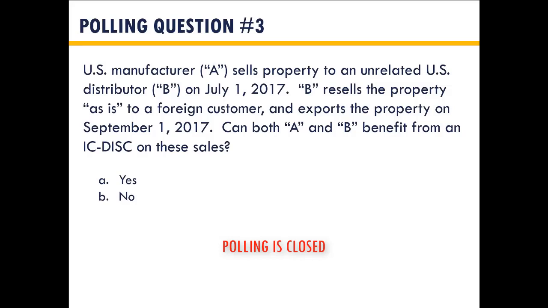The key is the distributor sold the property on an as-is basis. So that leads us to believe that it was not used or further manufactured by the distributor in the US. And second, the second sale took place within 1 year of the first sale. So for A, they still meet the manufacturing and destination test. B also meets all those tests because they are selling property that was manufactured in the US and they are selling it for export outside the US. And we'll make the assumption that the fair market value test was met. So both parties could benefit from an IC DISC on the sale.